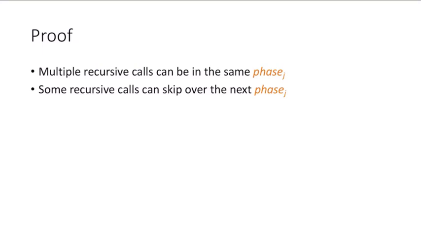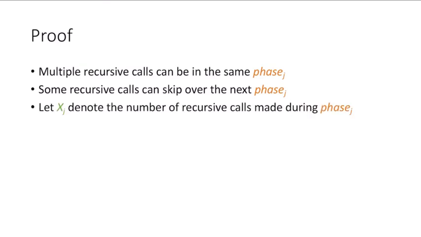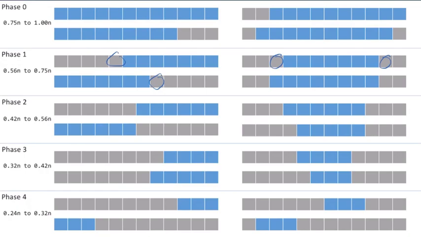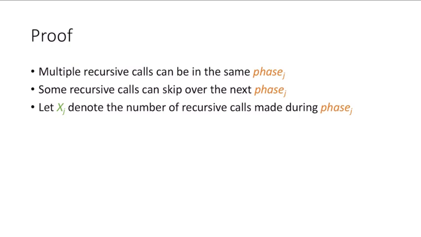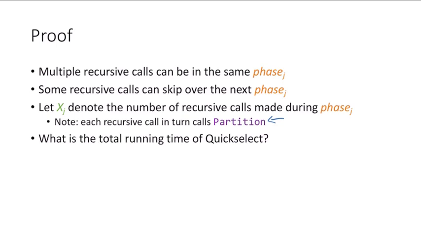Like I said, multiple recursive calls can be made in the same phase, and some recursive calls can skip over a phase. I'm going to add some new notation here. We're going to say xj, and that's going to be the number of recursive calls made during a phase. So back to here, how many times am I stuck in phase 0? How many times am I stuck in phase 1, and so on. xj tells us how many times we're stuck in phase j. And remember, each time we're stuck in phase j, we have a call to partition. So given that information, what is the total running time of quick select, also known as rselect, or randomized selection?